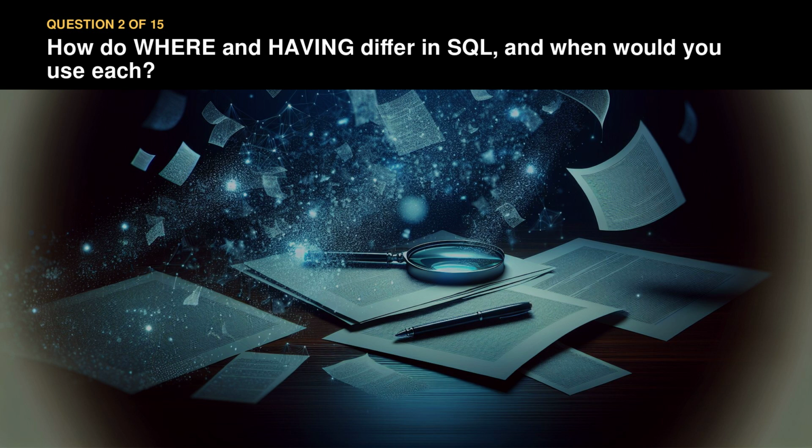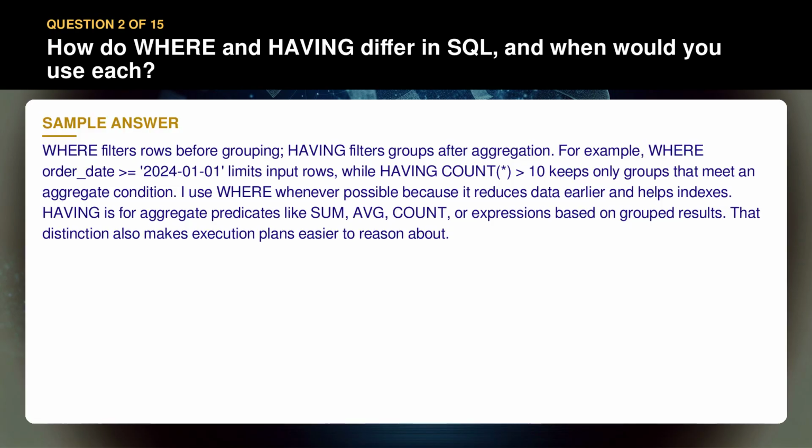Question 2. How do where and having differ in SQL, and when would you use each? Where filters rows before grouping. Having filters groups after aggregation. For example, where order date greater than 2024-01-01 limits input rows, while having count greater than 10 keeps only groups that meet an aggregate condition.